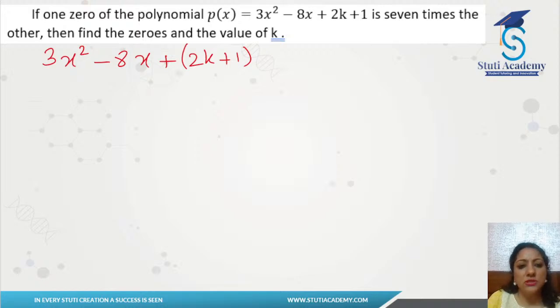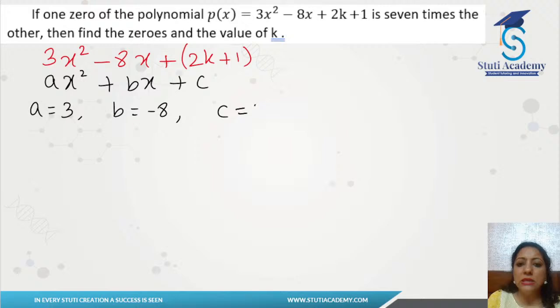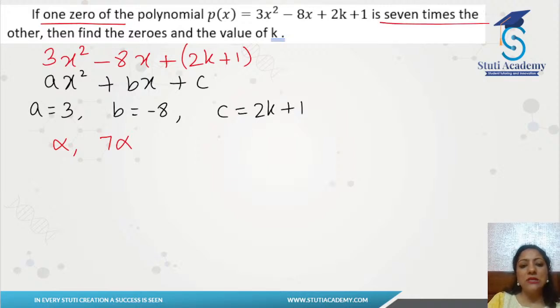Now I'm going to compare this with the standard form, that is ax square plus bx plus c. So from here we can see that a is 3, b is minus 8 and c is 2k plus 1. Now we have to find the zeros of the polynomial and we also have to find the value of k. So the first step is I'm going to solve for the zeros. Now let us take the zeros as alpha and 7 alpha. It's given to us in the question that one zero is 7 times the other. So if I've taken one as alpha, the other one would be 7 alpha.